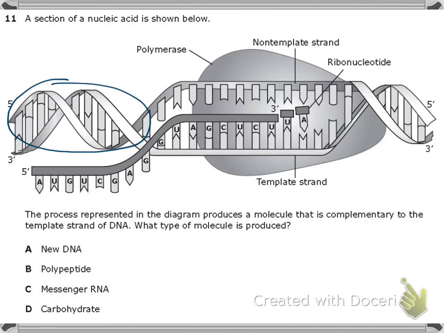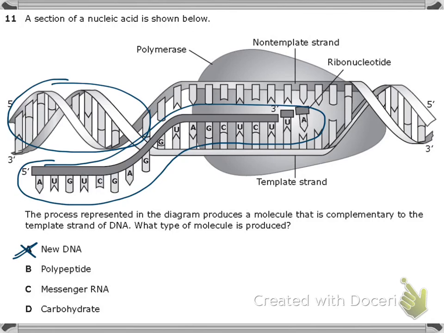Now, if we were making another full copy of DNA, another double-sided molecule like this, then we would be making a new strand of DNA. However, what we're creating here is this single-stranded molecule. That's what's being made. And it's not a double-stranded molecule like DNA, so I know that answer choice A is incorrect. It is not a new piece of DNA. It's a single-stranded molecule. Now, I'm going to look at my other choices here, B, C, and D.